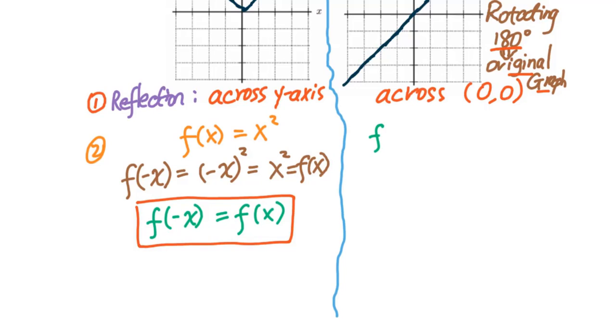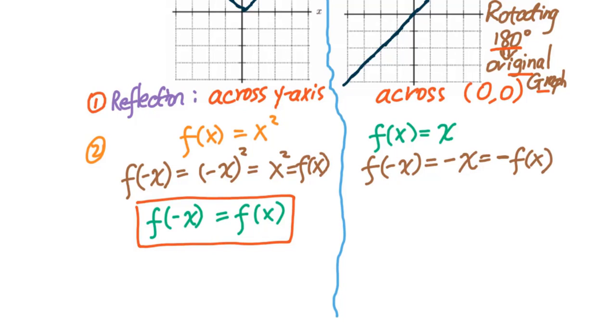For f of x equals x, we have f of negative x equals negative x. We can write that as negative f of x. So we have f of negative x equals negative f of x for an odd function.